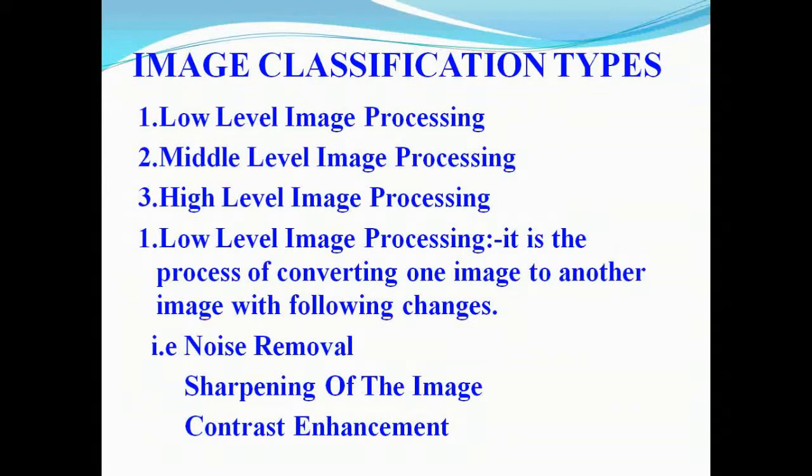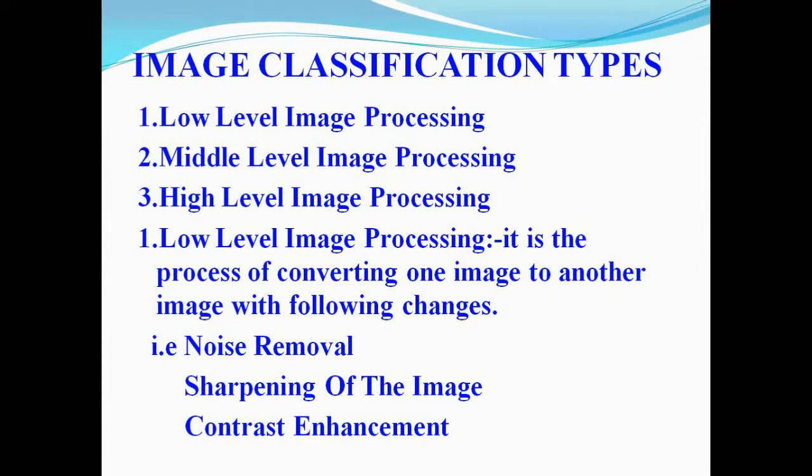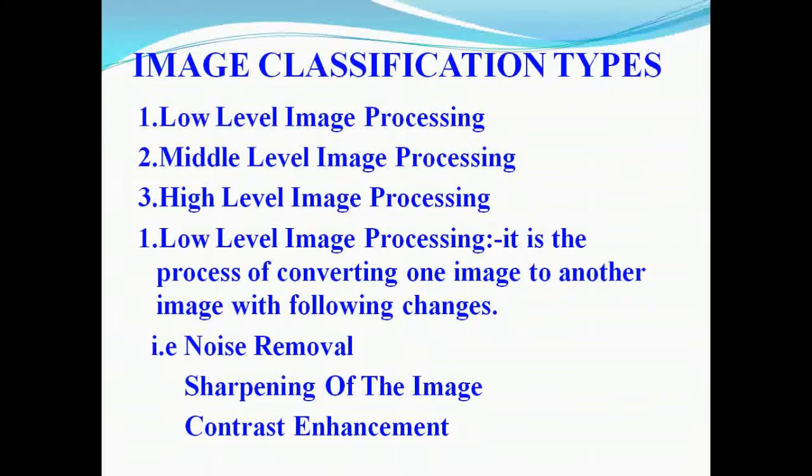Now we'll come to the first one, low level image processing. What exactly happens with low level image processing? It is a process of converting one image to another image with the following changes: removing the noise from your image, sharpening of the image, and contrast enhancement. These kinds of things happen in low level image processing.